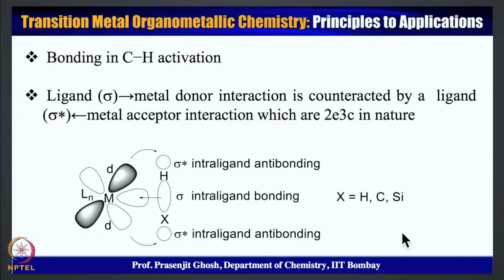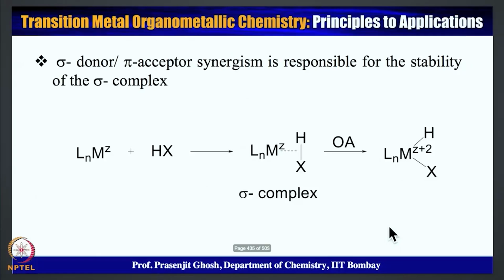We have looked into the binding mode of transition metal alkane with respect to two interactions. One is the sigma interaction donating to an empty metal d orbital, and the other one is the filled metal orbital donating to the sigma star, which is a mode of 2 electron 3 center in nature. So, this is a non-classical interaction. So, we have one sigma and another pi back donation, and this is similar for various CX kinds of activation, where X can be hydrogen, carbon and silicon.